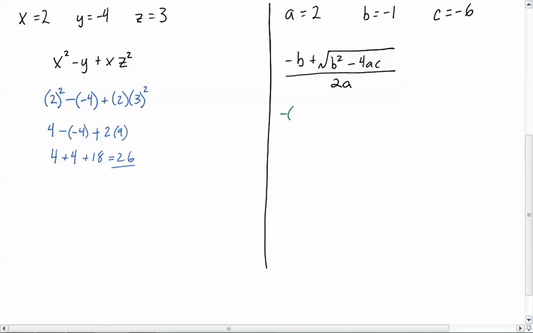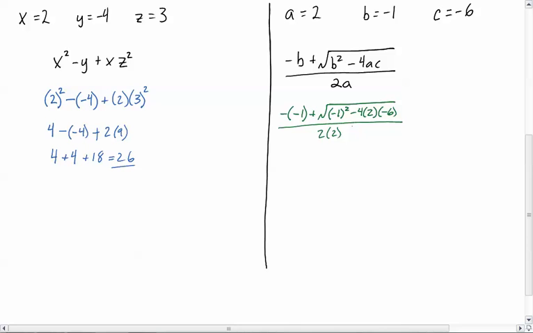So negative b. Notice that I put the negative, and then I put b, which is negative 1, in parentheses. I'm going to go plus, and then b squared, so negative 1 squared, minus 4 times a times c, all over 2 times a. I just put the numbers in, substituting values.